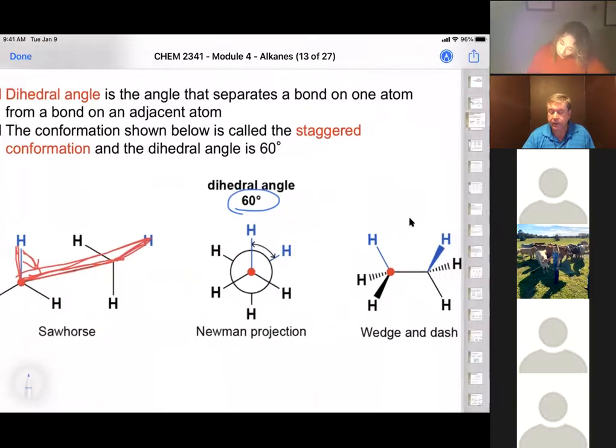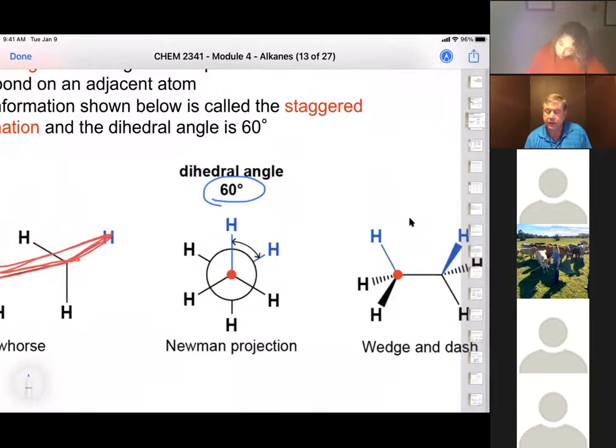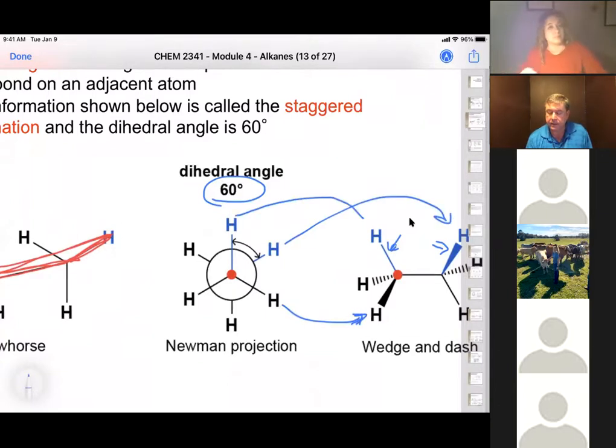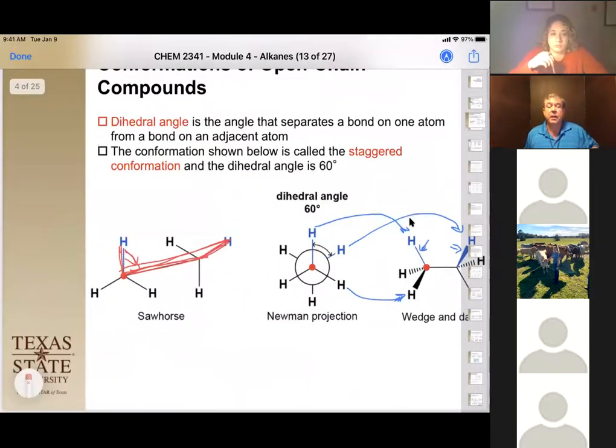Now, if we did it by our wedge and dash here, see how this hydrogen actually is sticking out, and this is in the plane of the board, and then this one's sticking out here. So this is this hydrogen, and this is this hydrogen, and that is that hydrogen. So we can see by going from a stick to a wedge, that's just slightly out of plane, but it's much easier to see on the Newman projection that it's that 60-degree dihedral angle. So I'm going to use that Newman projection to look at these different conformations available to us in these alkanes.